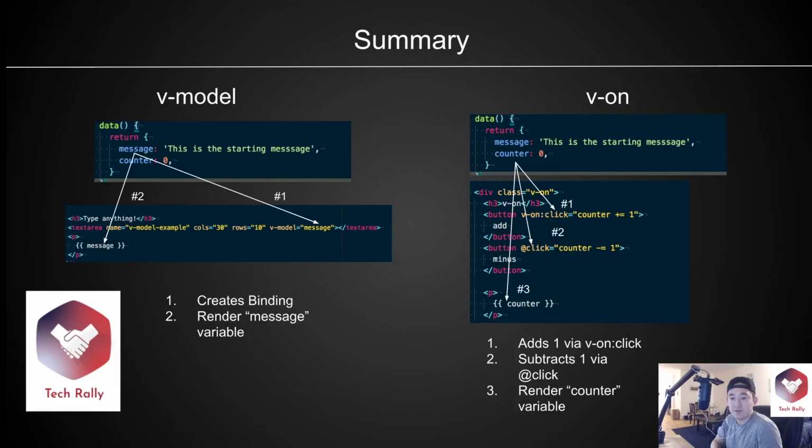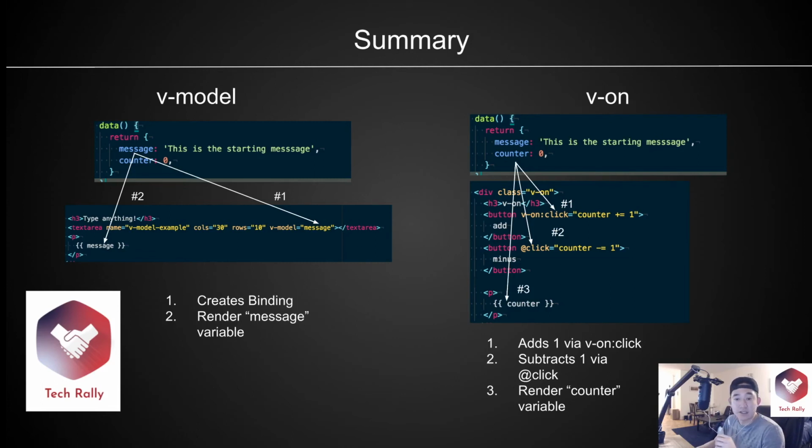To recap, the v-model directive creates a two-way data binding for form input, textarea, and select elements. By attaching the v-model directive to the input element, we create that handshake between the Vue instance data variable and that specific form input. Any changes that you make on that input will update that data.